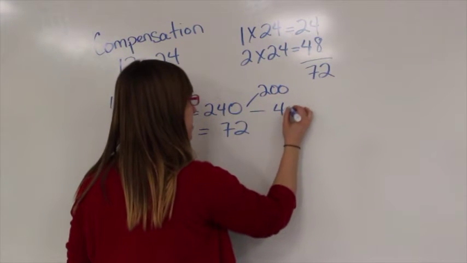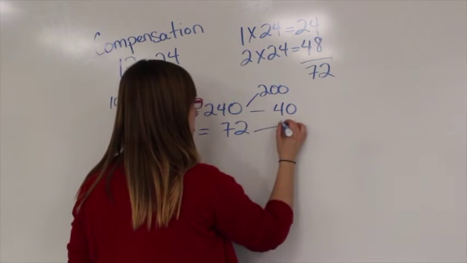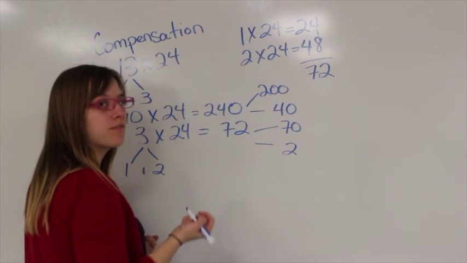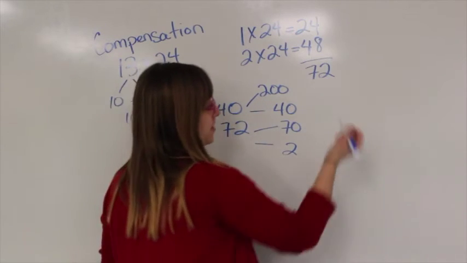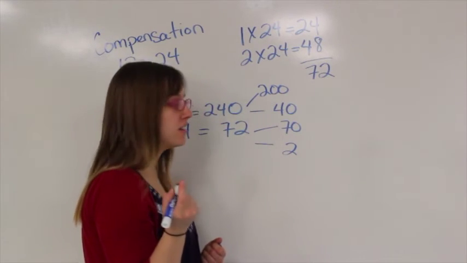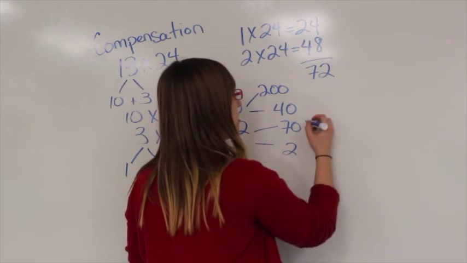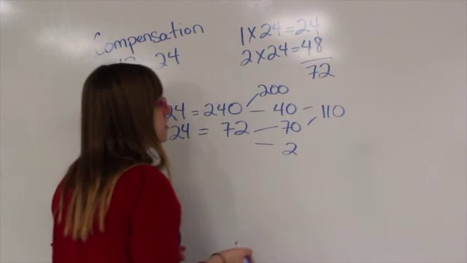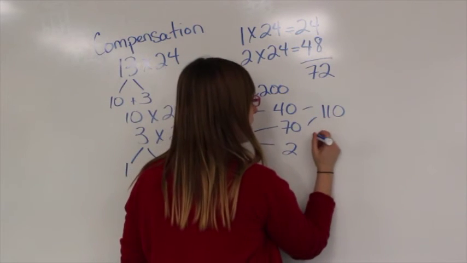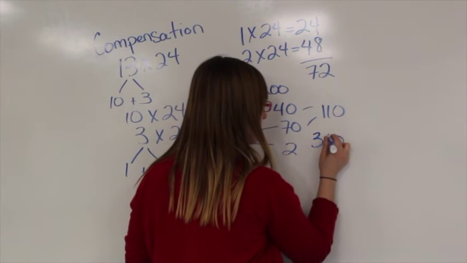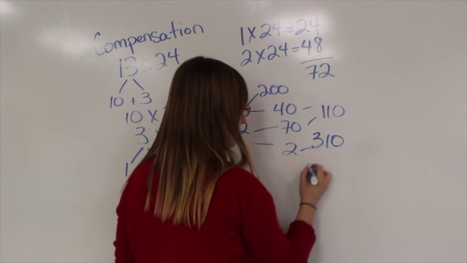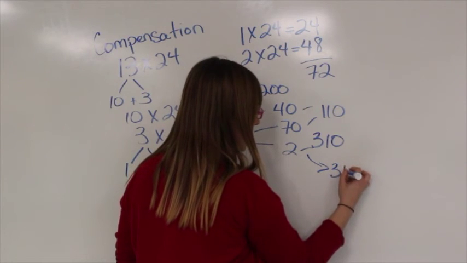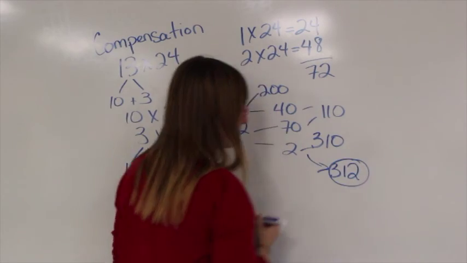and 40, 70, can think of as 7 and 4, which makes 11. So if you put on another 0 on there, you're going to have 110. 200 plus 110 is 310. Add on another 2, and you're going to end up with 312, which is our answer.